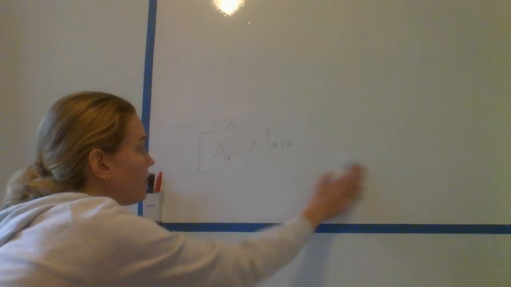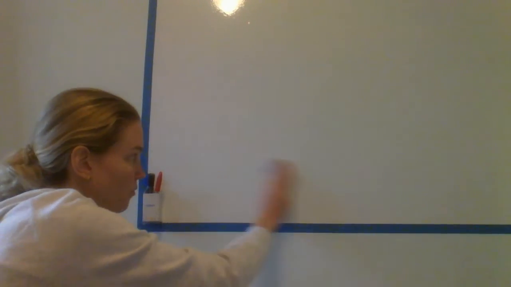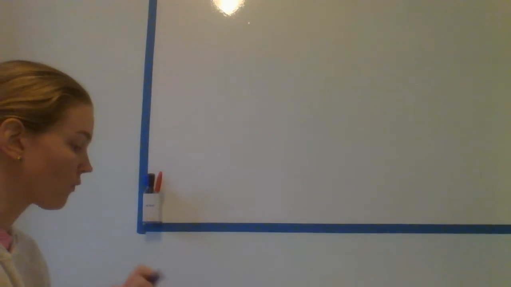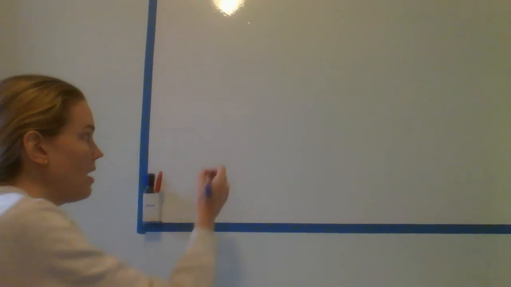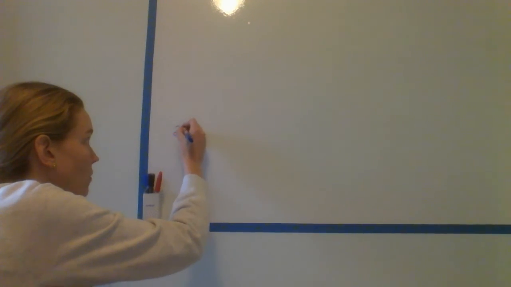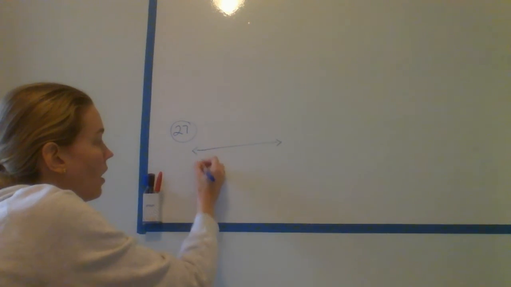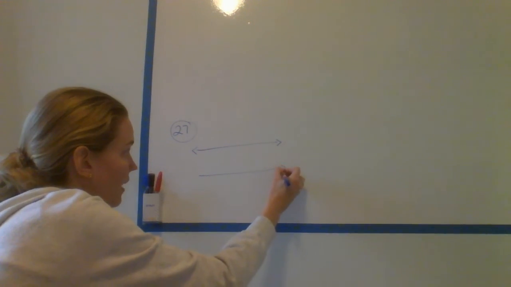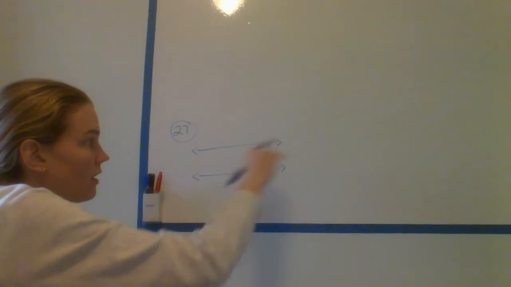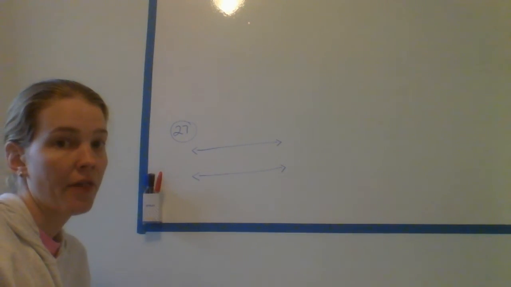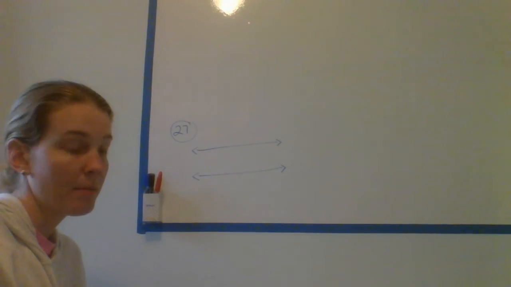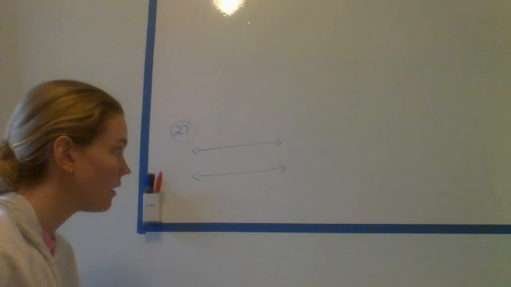And then if we look at number 27, they want you to draw each pair of lines. The first one, number 27, they wanted you to draw parallel lines. Remember that parallel lines are lines that will never intersect with each other. One is on top of the other, and they will continue to be that way pretty much forever if they're parallel lines.